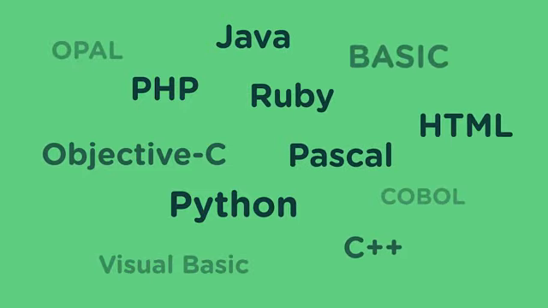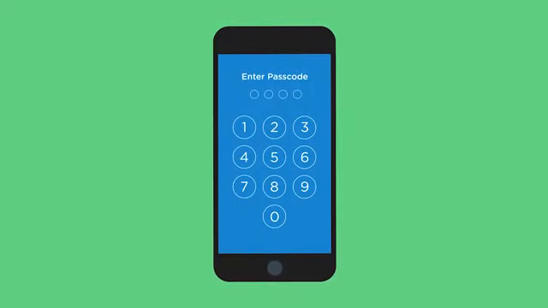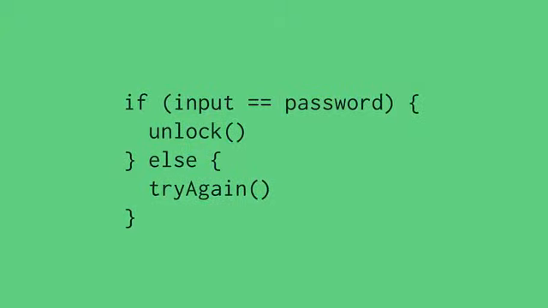read some code. There are thousands of programming languages, but all of them are a way to tell the computer what to do. So let's say you're unlocking your phone with a numeric password. There are two possible outcomes here. Either you'll get the password right and your phone will unlock, or you'll get it wrong and your phone will ask you to try again. In code, this type of logic can be expressed in what's called an if statement, which, depending on the language, might look something like this.